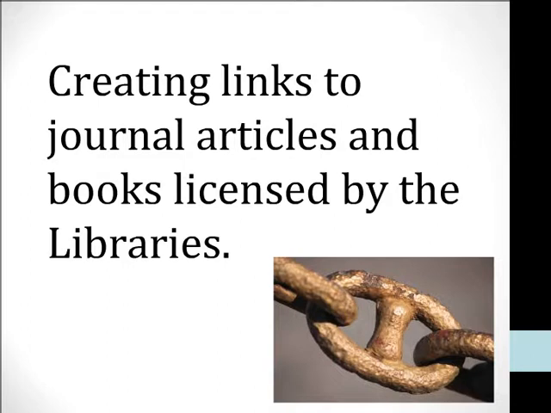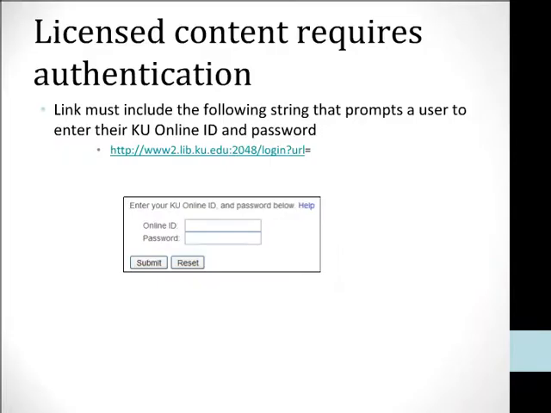This short tutorial will provide some advice on creating persistent links to journal articles and books available electronically. Our licensed content requires off-campus users to authenticate, which they do with their KU Online ID and password. A metadata string is included in links to the library's e-content that prompts the ID screen to appear.